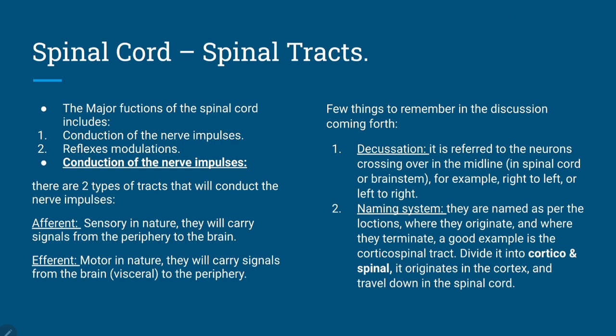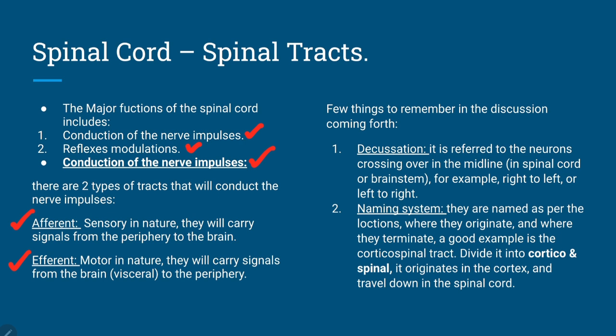So what are the major functions of the spinal tract? The first major function of the spinal cord includes the conduction of the nerve impulses, and then we have the reflex modulations. For the conduction of the nerve impulses, there are two types of tracts that you need to familiarize yourself with. First of all is the afferent, and the second one is the efferent.